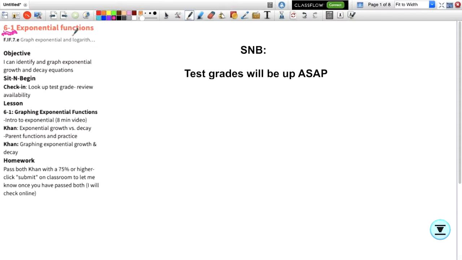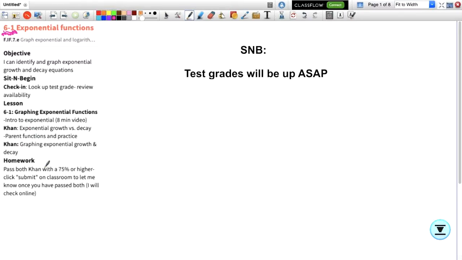So Chapter 6 has us looking at exponential functions specifically for your class. So today we're going to start by talking about what the graph of an exponential function looks like. What is an exponential function? And then you can see here it's sandwiched in between some of this Khan Academy practice.